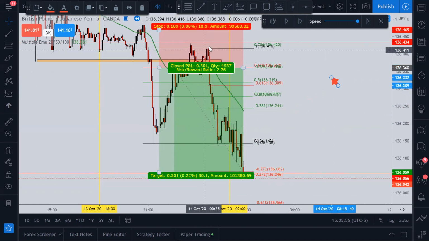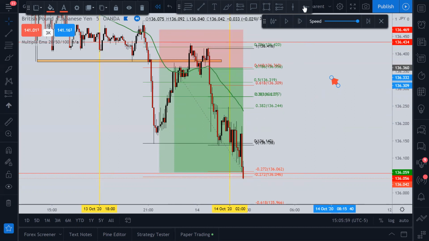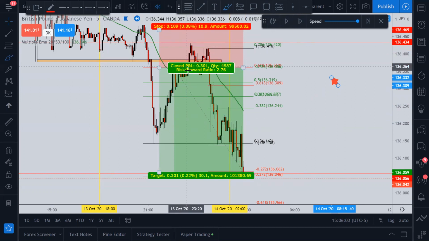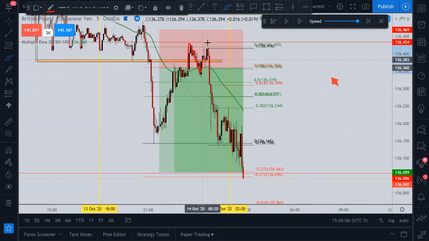All right. With the regular M patterns, you look for it to come down and test this. Let me use the marker here. You look for it to make the M and then come back and test the neckline and then continue down in the direction of the trade or the trend. All right.